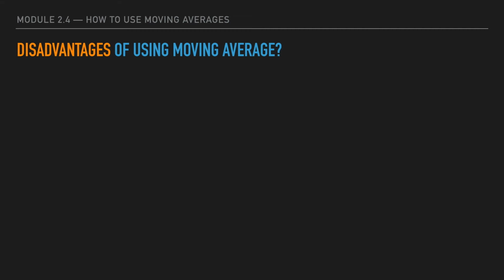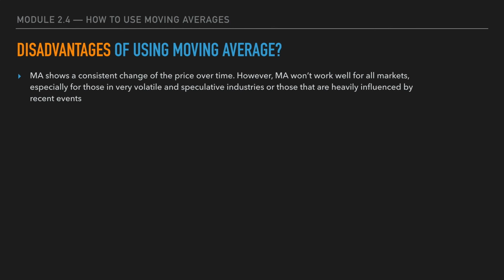Alright, so far we have talked a lot about how good a moving average is, but what are the disadvantages of using moving averages? I'm going to share with you 5 main disadvantages of using moving averages that you should pay attention to. First, a moving average shows a consistent change of the price over time. But it doesn't work very well for certain markets, especially those in very highly volatile and speculative industries. Also, the markets are heavily influenced by recent events.